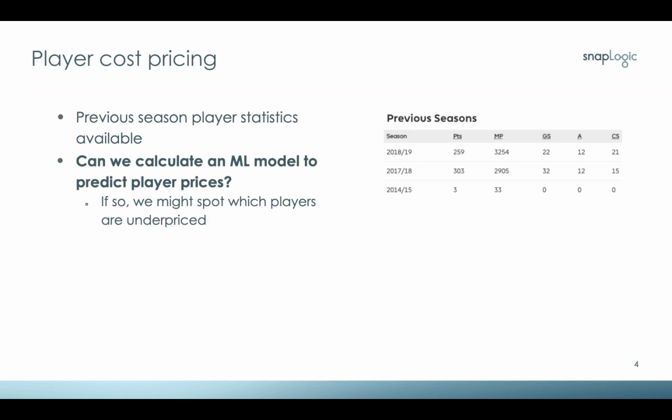So how is player cost pricing done at the start of the season? There's no public documentation or information on how the official game sets the prices of the players in the beginning of the game. However, what is available is statistics such as goals scored and red cards and other player statistics from previous seasons. So what we want to ask ourselves is, can we calculate a machine learning model to predict what the price should be of a player? If that is the case, we might be able to spot which players are underpriced by the game, and in that case we may want to bring them into our side.